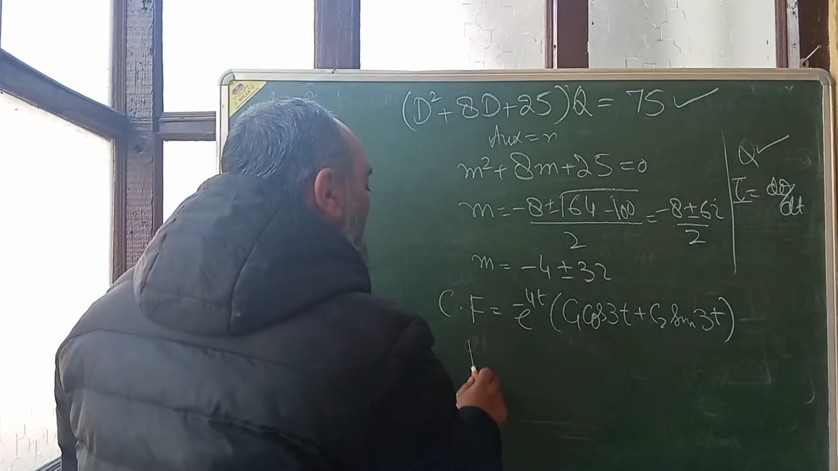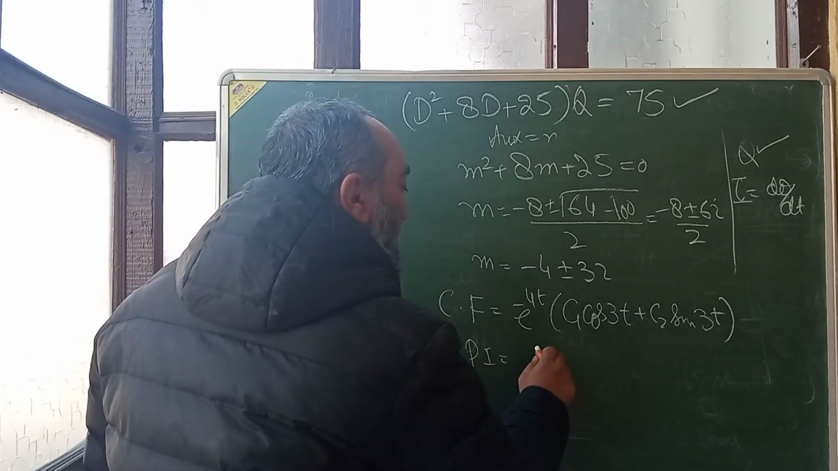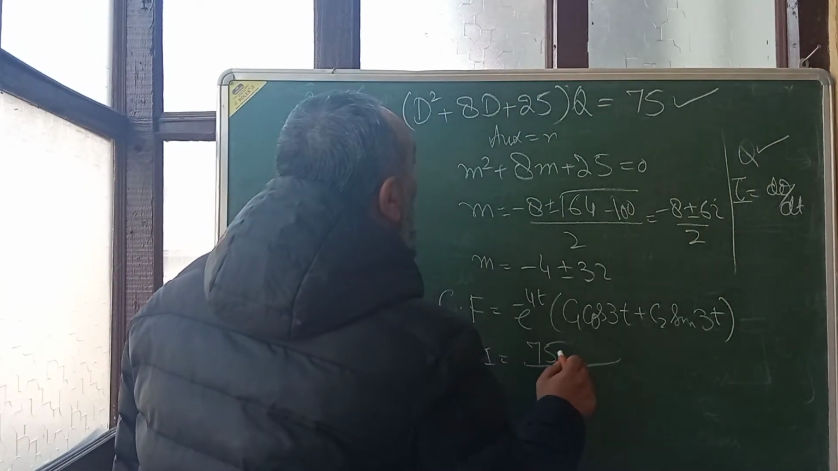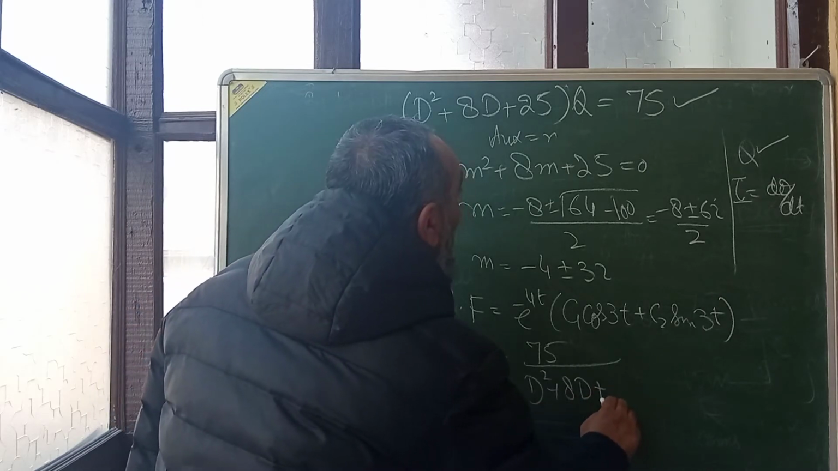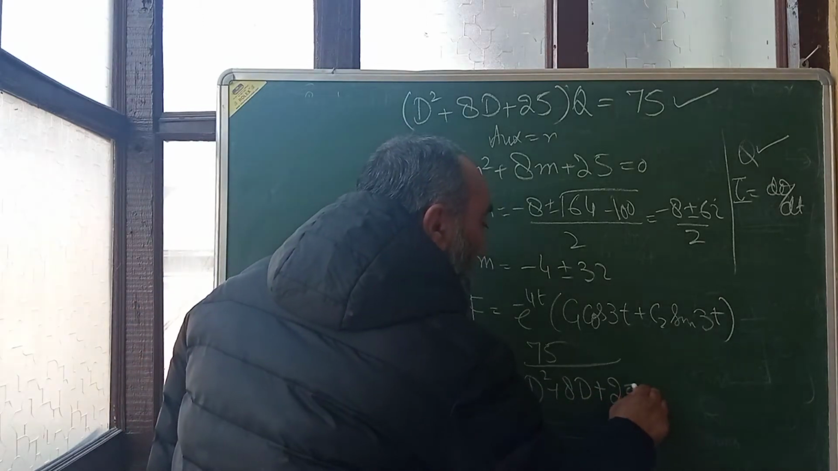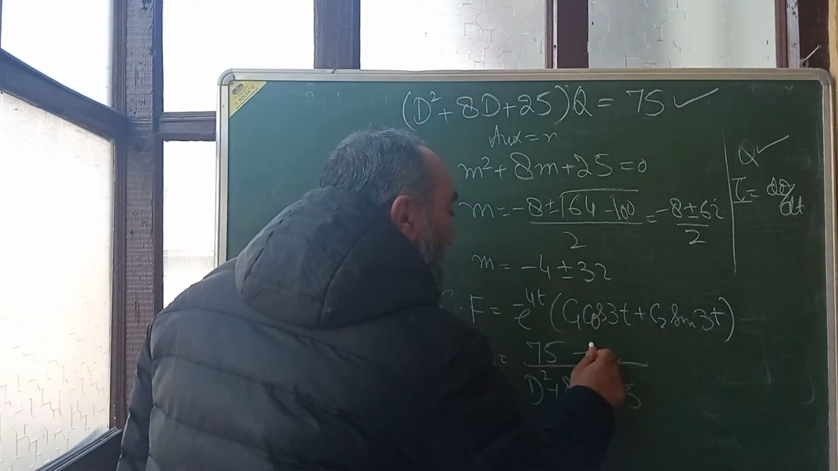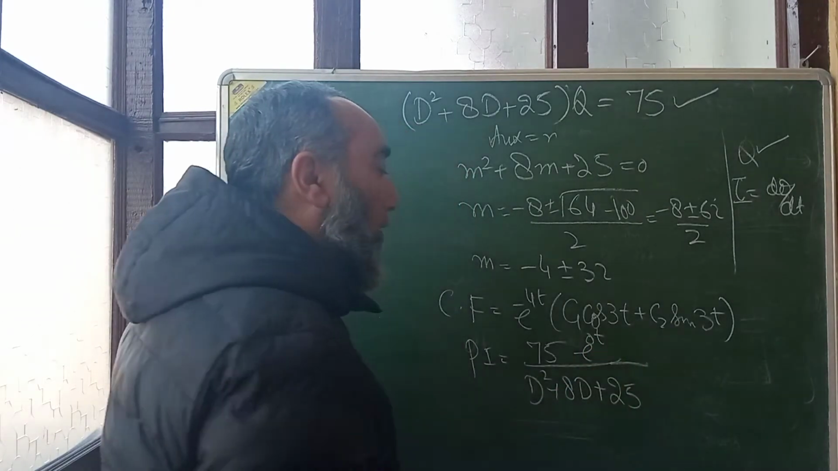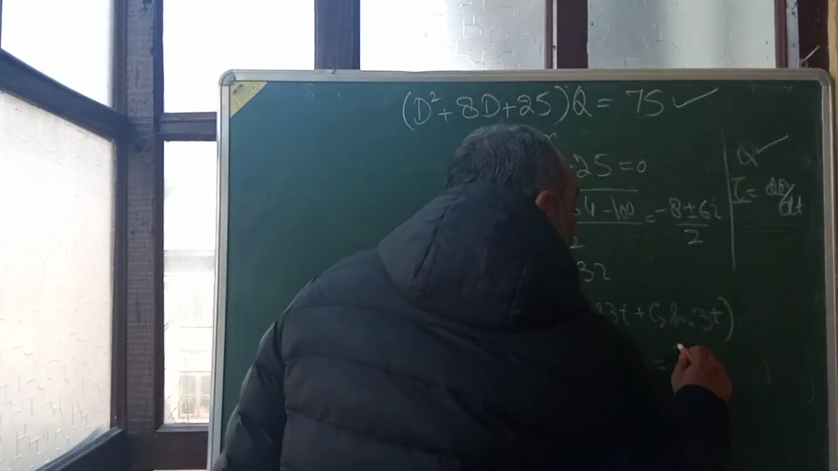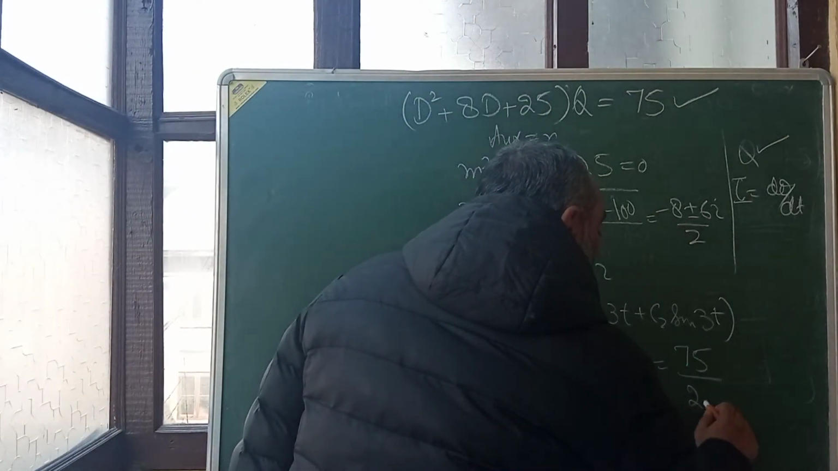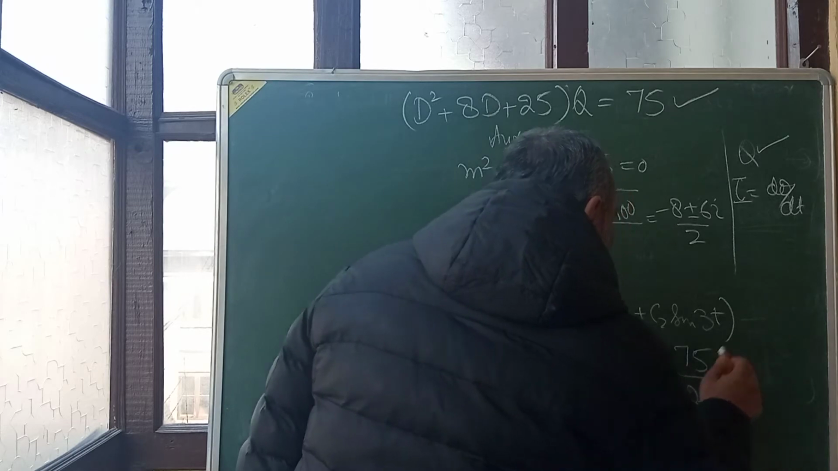And you can find the particular integral also. It is 75 by F(D), D square plus 8D plus 25. You have only 75, so you can write e raised power 0t. So you have to replace D by 0. This is 75 by 25, which is 3.